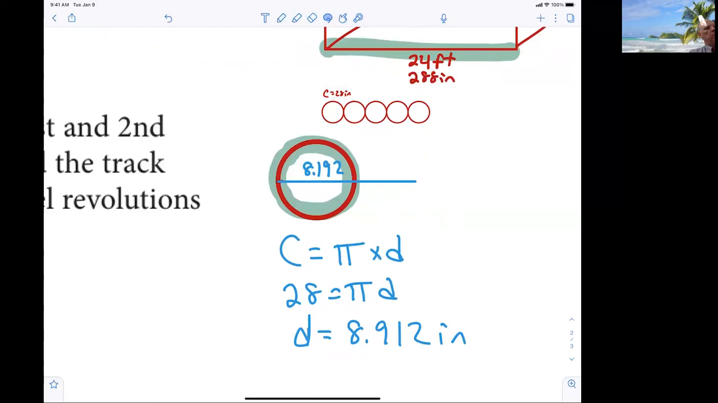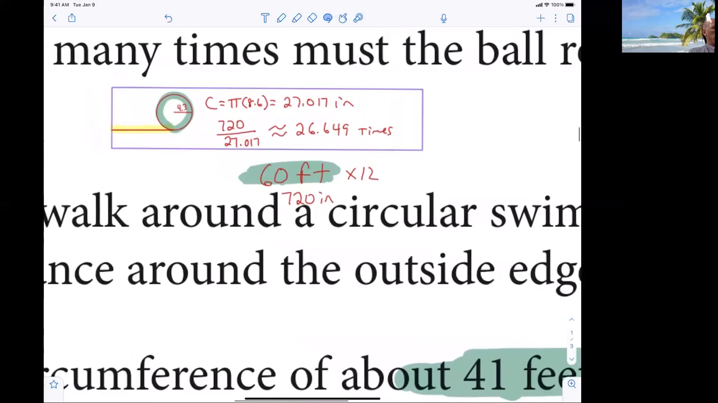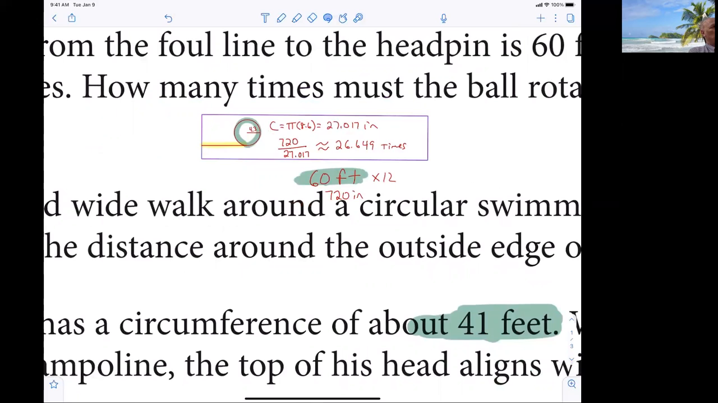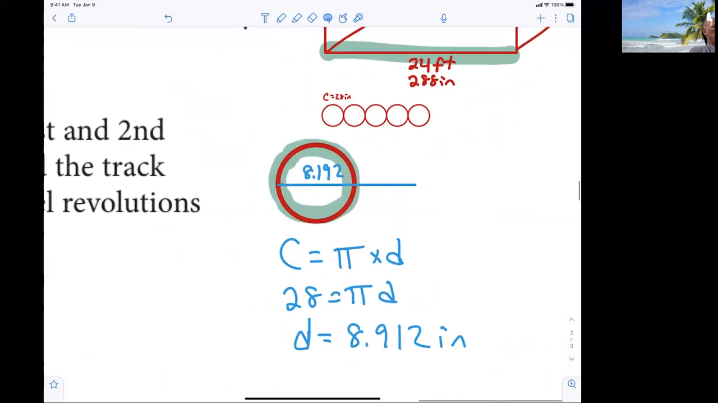No, it's the same principle as the bowling ball problem. Right, this guy right here. You take the distance and you divide it by the circumference. That tells you how many times, you with me? So in this case, we're going to take the distance, which was how many inches? No. We're going to take 288 and we're going to divide it by what? That's exactly right. So divide that and tell me.